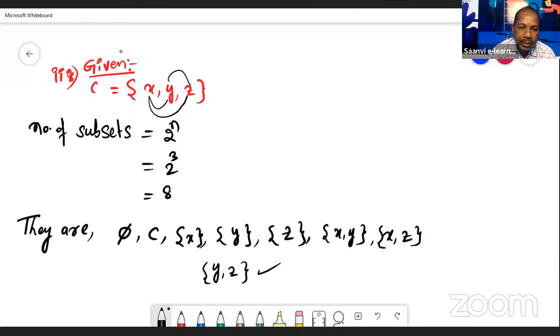One is the empty set, and the second one is that every set is a subset of itself, and the remaining are these sets. Okay. So this is the way of finding the number of subsets. Let us see one more problem.